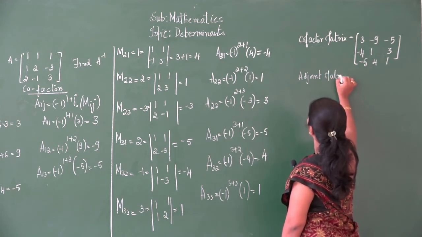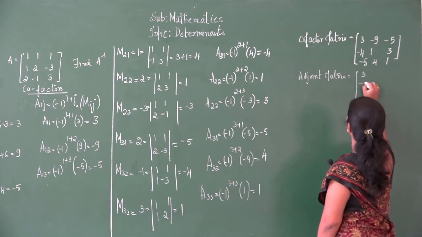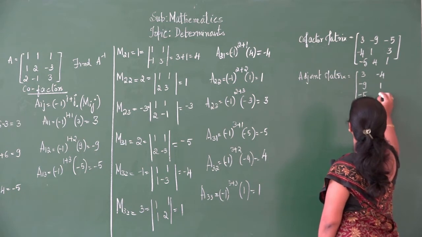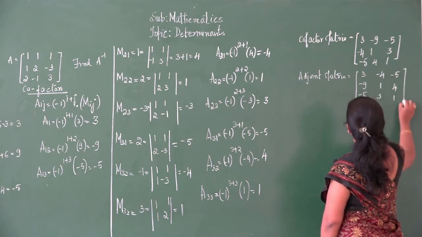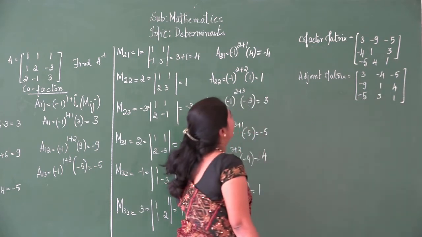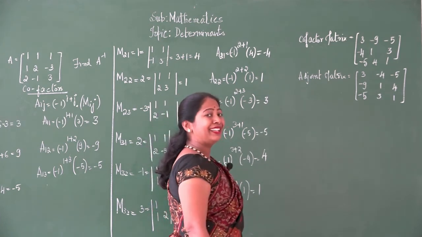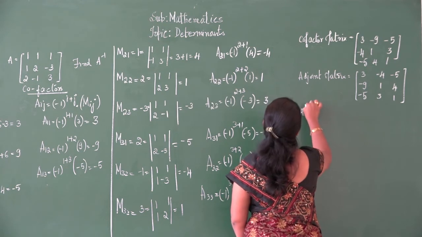The transpose of the cofactor matrix will be the adjoint of the matrix, which is given by 3, minus 9, minus 5, minus 4, 1, 3, minus 5, 4 and 1. Now we are supposed to find the inverse of the matrix. How do you find the inverse? How do you define the inverse?